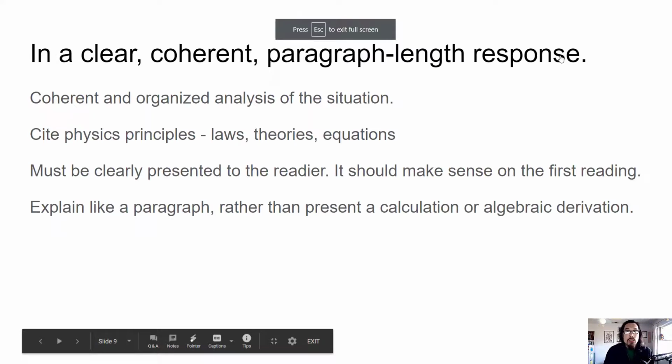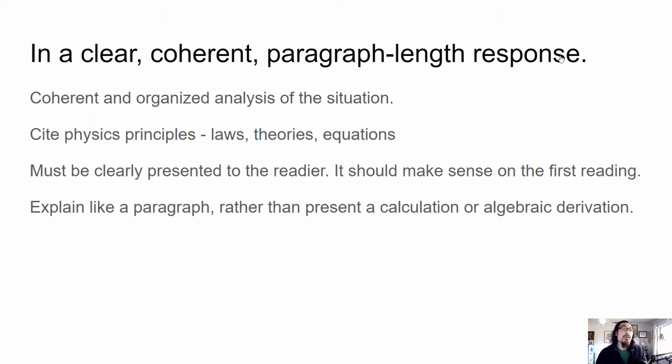Whenever you see this phrase, this is the short answer paragraph response. It says, in a clear, coherent paragraph-length response. If you ever see that phrase, this is what they're looking for. If you do this correctly, it is an easy point. These are always worth 1 point, but in order to get it, you have to match their criteria. It has to be coherent and organized. You're looking at the situation and thinking things through in an organized fashion. You're not just writing down everything you know about springs and blocks and mechanical energy. That's not what they want. They want you to actually think your way through and write down your thoughts.